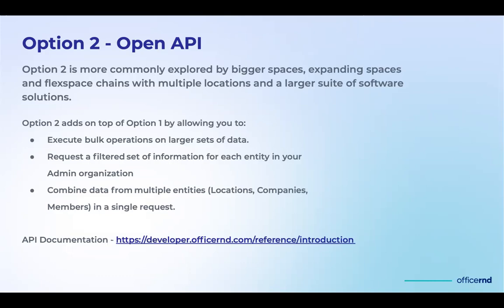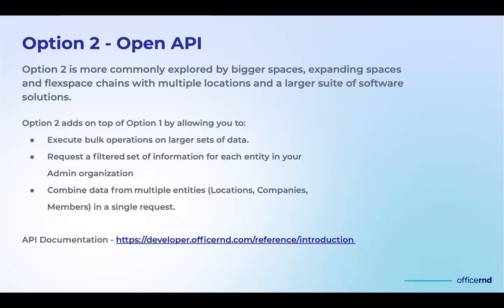So again, what does the Open API add on top of Zapier as option one? Well, it allows us to execute bulk operations on larger sets of data. So we're able to receive, let's say, a list of memberships that started since the beginning of the month, or a list of members that have purchased a very specific service. And it basically allows us to manipulate data in bulk rather than one by one, which would usually be the case with Zapier.